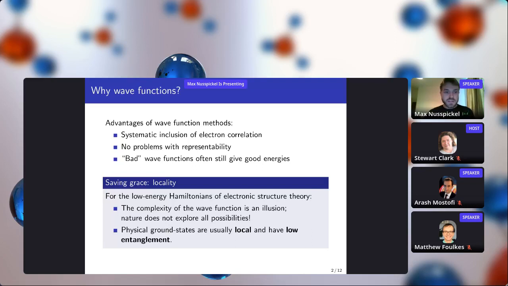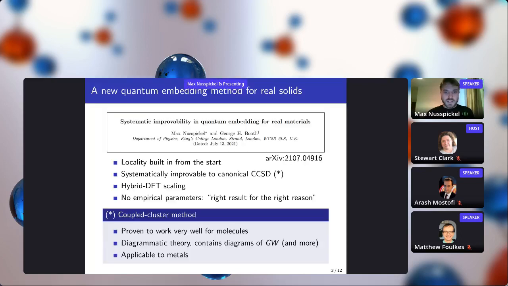So fortunately, there is somewhat of a saving grace if we want to use wave functions in our field, and that is the principle of locality, because it turns out that for the low energy Hamiltonians of electronic structure theory that we're interested in, this complexity of the wave function is a bit of an illusion. And nature doesn't really explore this really large Hilbert space, but the physical low energy states that we're interested in usually have fairly low entanglement or are local. Basically, if you perturb the system somewhere, you won't really see the effect at a distance of 20 angstrom or so.